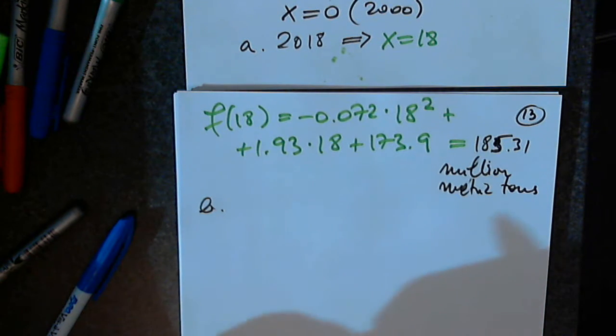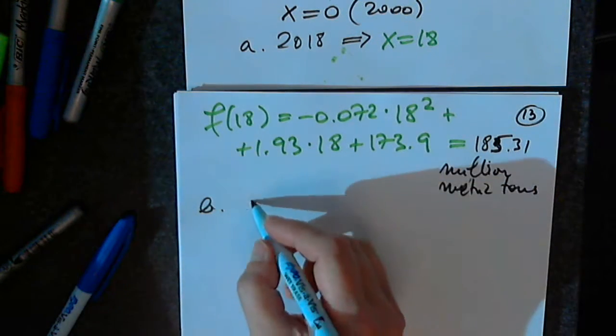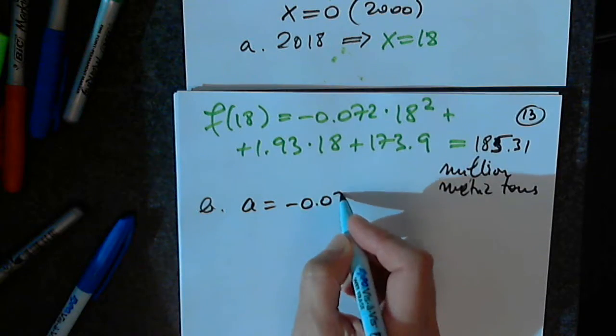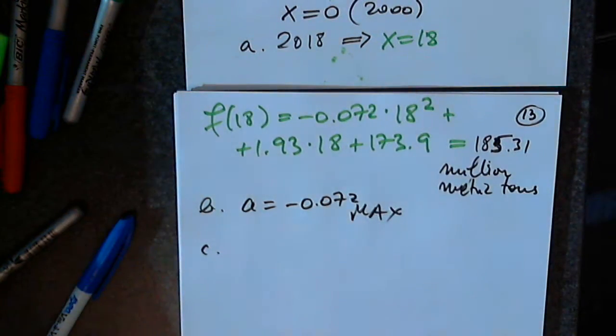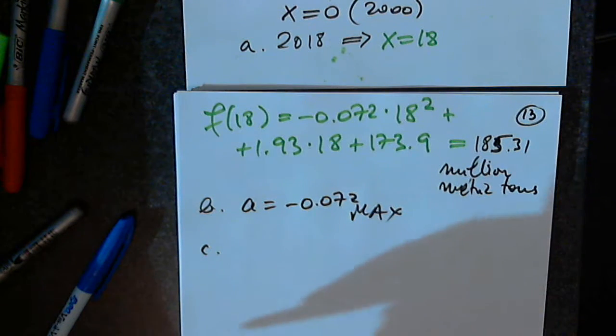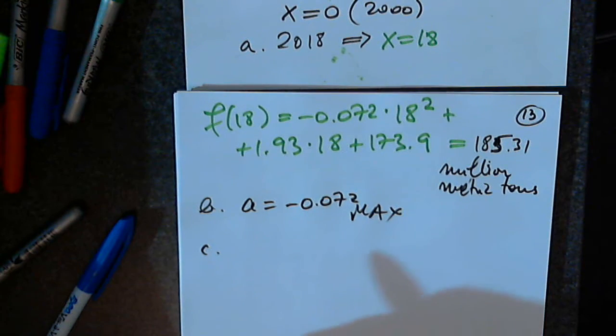Part B. Will this function have a maximum or a minimum? Maximum. A equals negative 0.072, maximum. Part C. In what year will methane emissions in the US be at their maximum or minimum, since we already established a maximum? In what year will the emissions be at maximum?